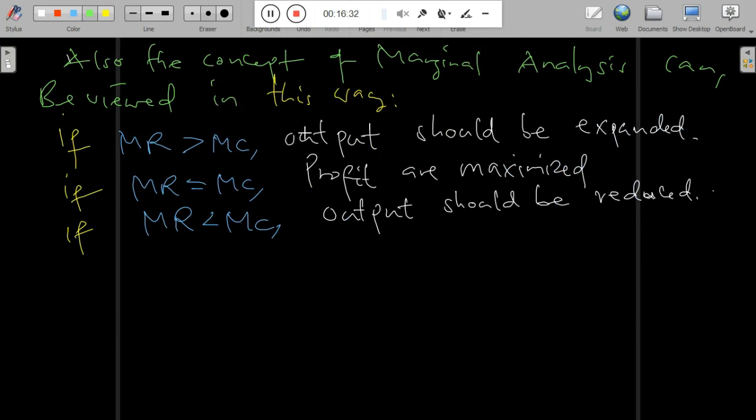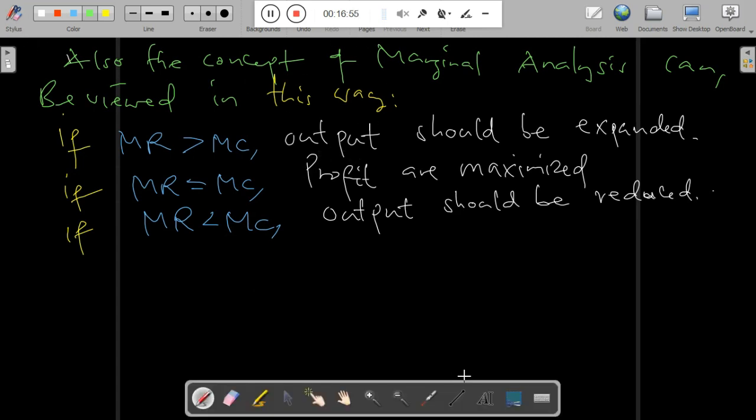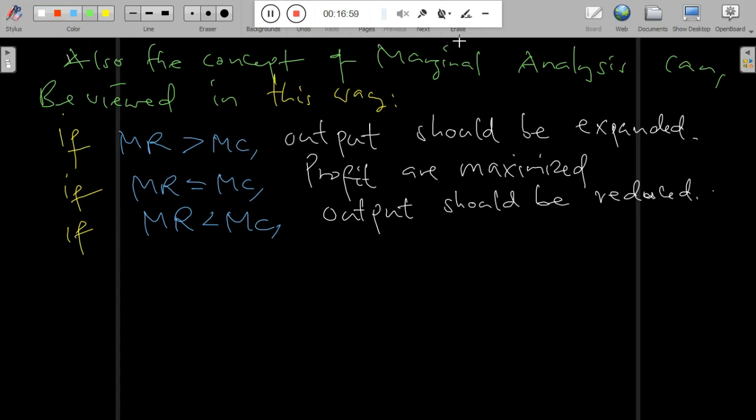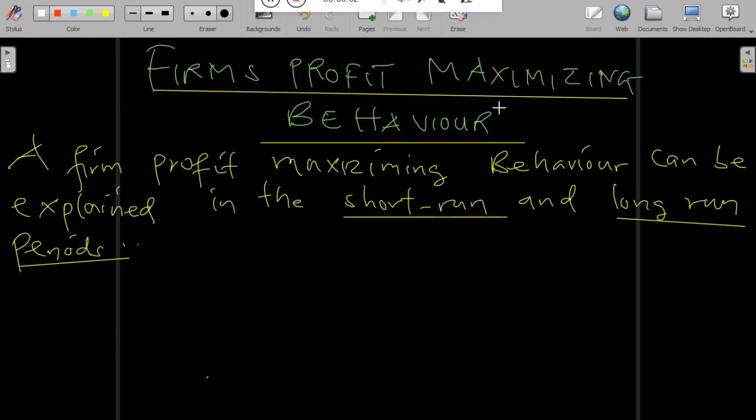Also, the concept of marginal analysis can be viewed in the way that if the marginal revenue is greater than the marginal cost, output should be expanded. This means that it is possible to increase output, because you are capable of employing new laborers. When marginal revenue is equal to marginal cost, profit is maximized. When marginal revenue is less than marginal cost, output should be reduced, because there is no revenue obtained to cover the increasing cost of production. So there is no way to employ new laborers or to seek to expand the production.